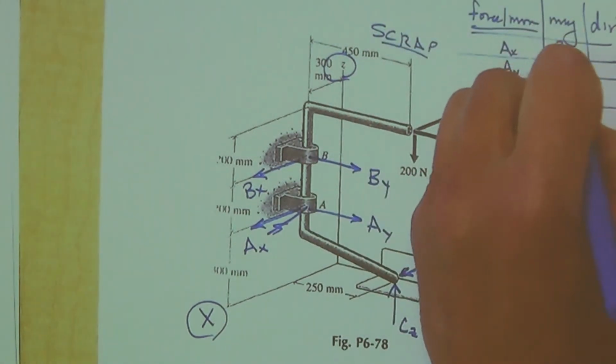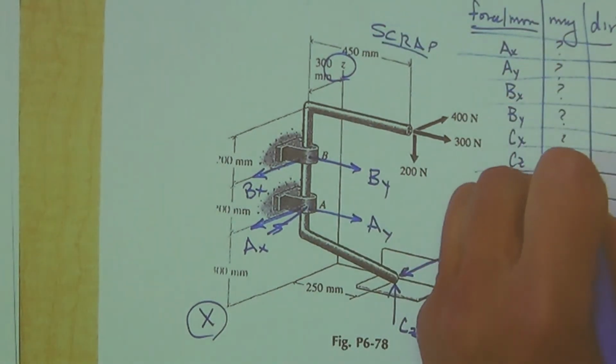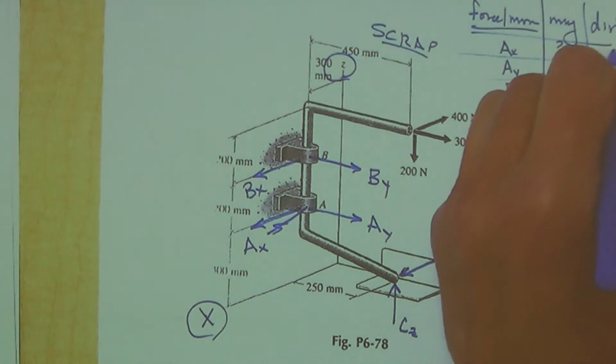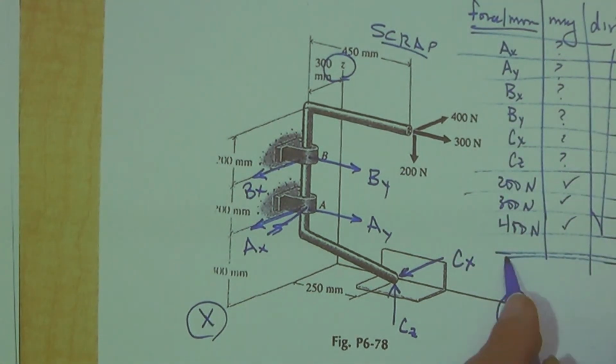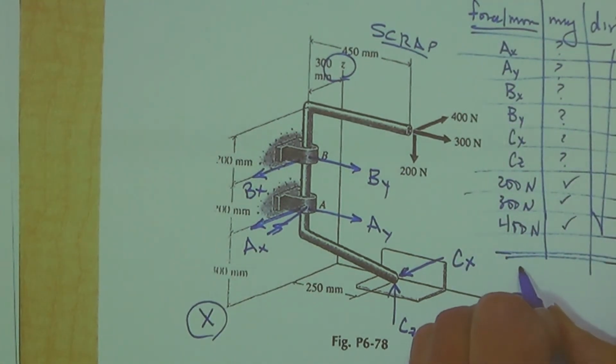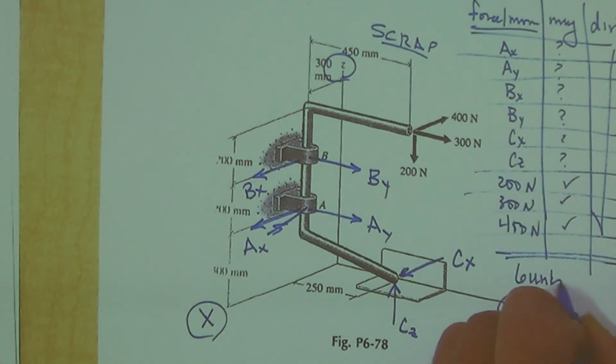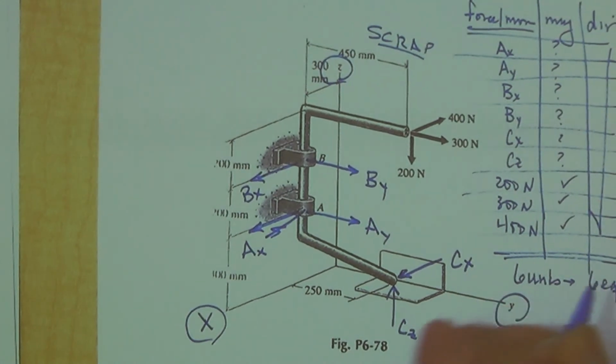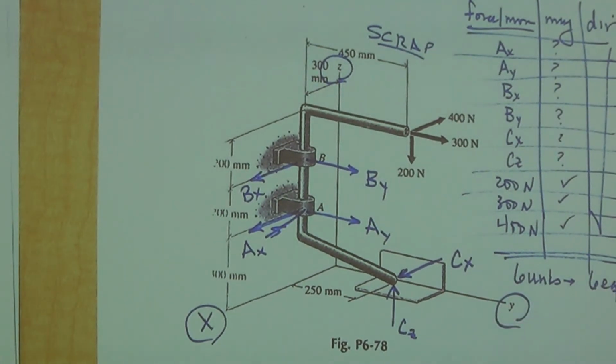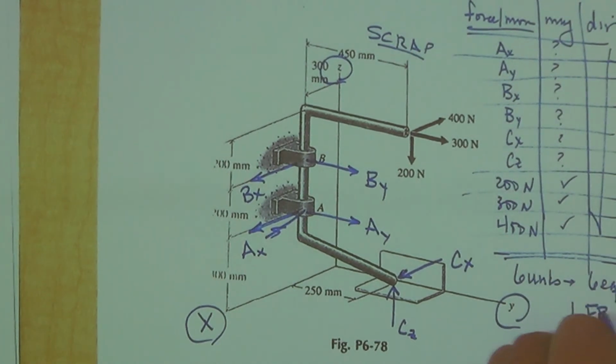Yes, yes, yes. Directions, yes. So how many unknowns do I have, David? 6. 6 unknowns, so how many equations do I need? 6. 6 equations, how many bodies? It's a 3D body. 1 3D body. 1 free body diagram.